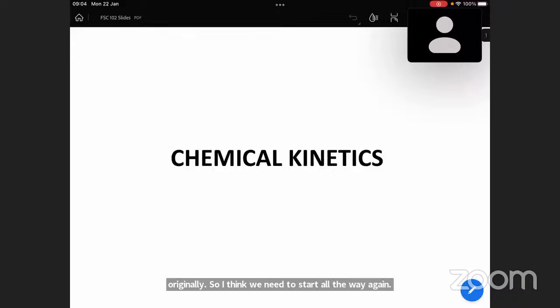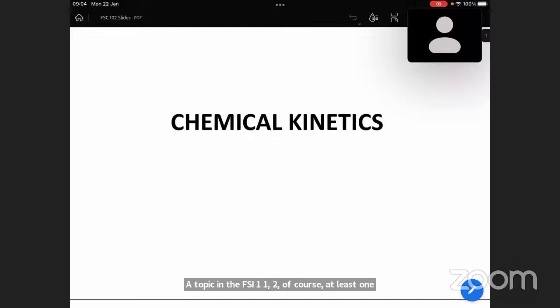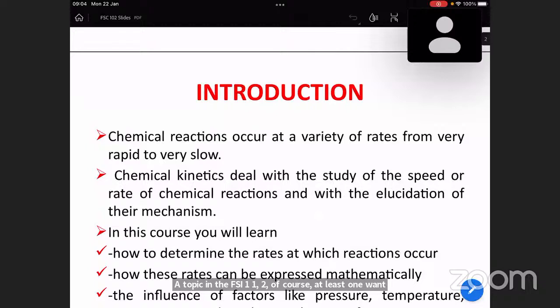Now, my name is Taufik Ogumbayo. I'll be taking you on a topic in FSC112. Of course, FSC112 is Introductory Chemistry, and that topic is chemical kinetics. Before we even talk about the introduction, the first thing you want to know is what chemical kinetics is, what does it deal with?